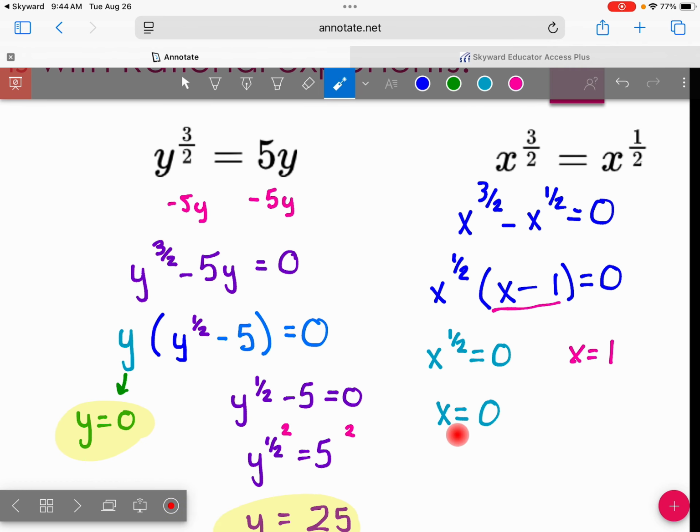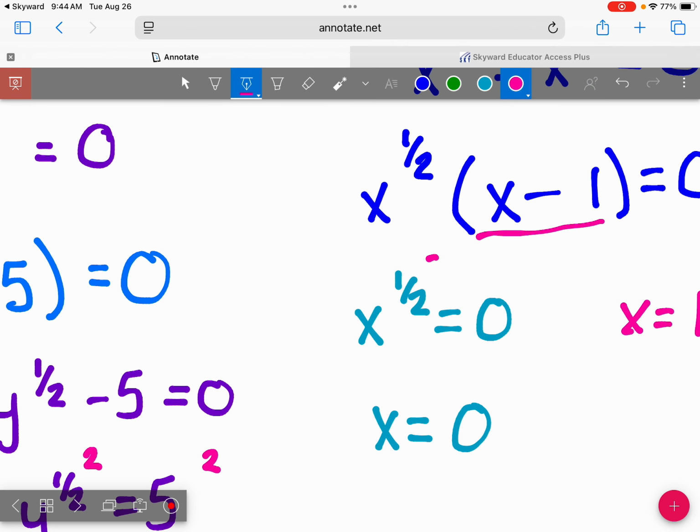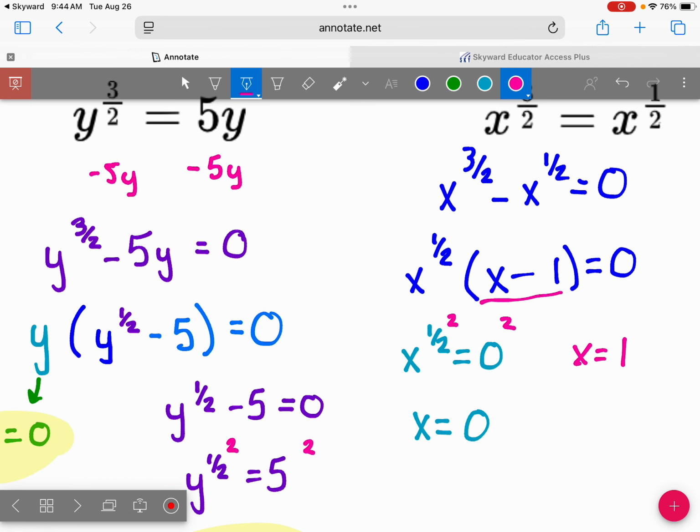This one? Square both sides to get rid of the power of 1/2. Oh, okay. No, good question, good question. Okay.